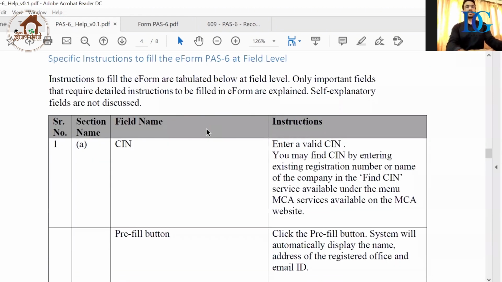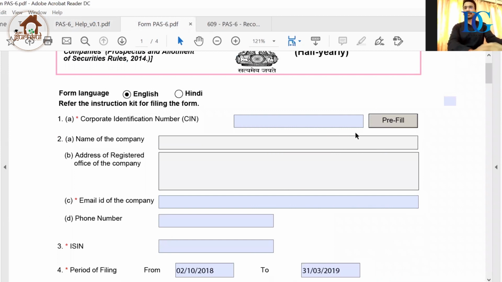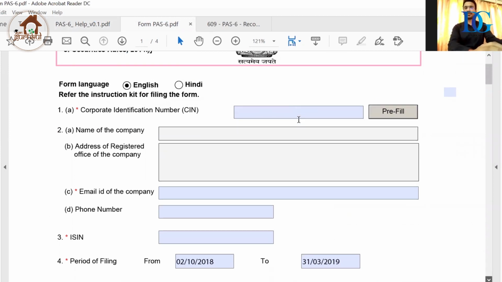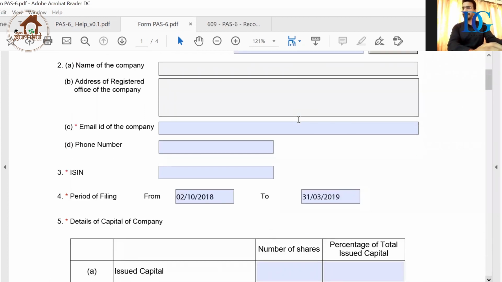Then in the instruction kit, it is given what information you have to mention in each option. Whenever you fill the form, first you have to enter the CIN. In the CIN field, you mention the CIN number of the company. Once you mention the CIN number, you click on the pre-fill button. On pre-fill, the information about the company, up to the email ID, will be shown itself.